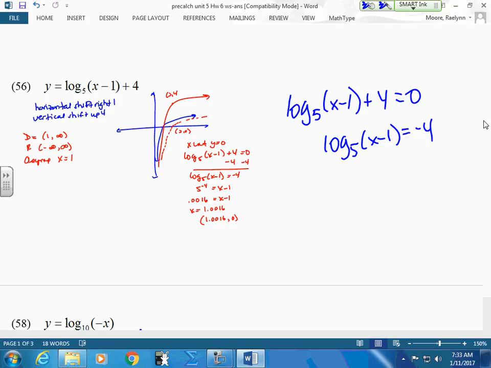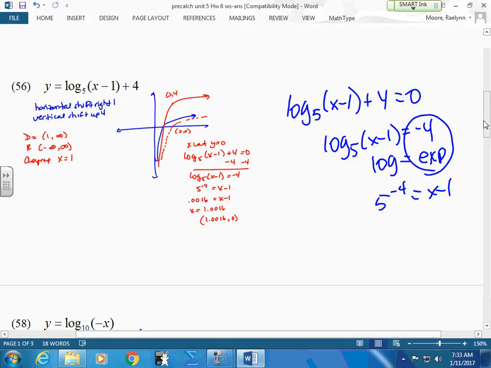I've got logs on one side. I can't take that log away. I can't add a log to the other side. So I'm going to flip this to an exponential equation. The base of my log is 5. Here's my exponent. And I'm equal to this. The rest okay? Add 1 and just stick it in your top. Okay. And again, 3 decimals.